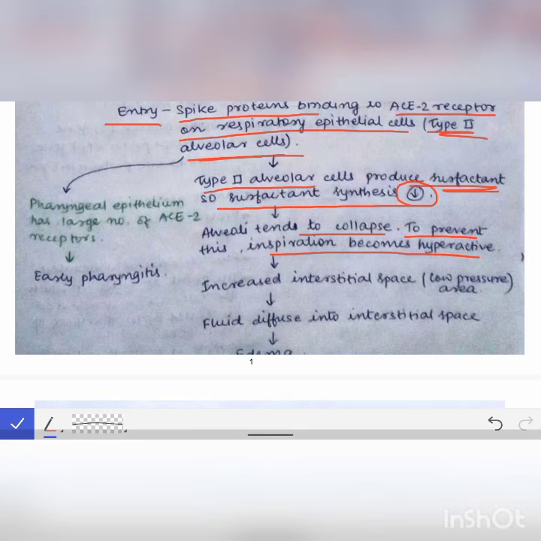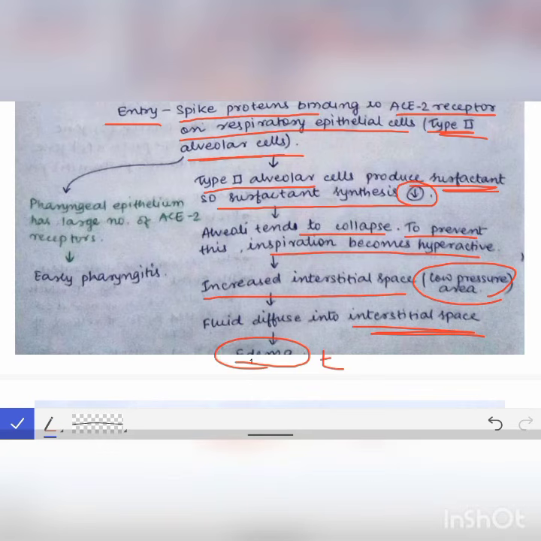So that leads to increased interstitial space. Once there is increased interstitial space, a low pressure area is generated. Due to that low pressure, the fluid from the vessels moves to the interstitial spaces, because fluid moves from the high pressure zone to the low pressure zone. So the fluid moves from the vessels to the interstitial space, and that leads to formation of edema.